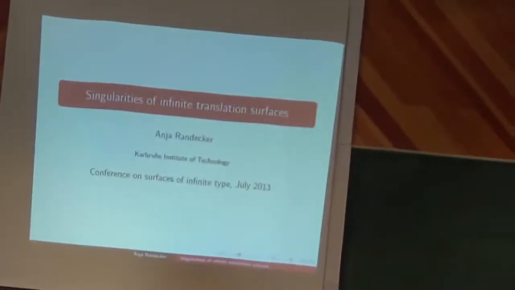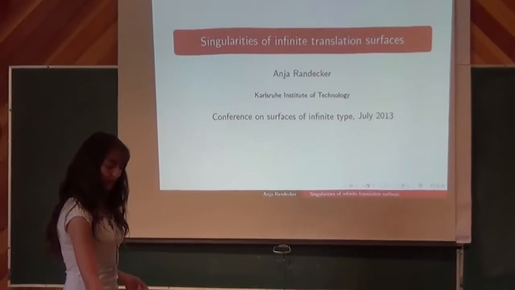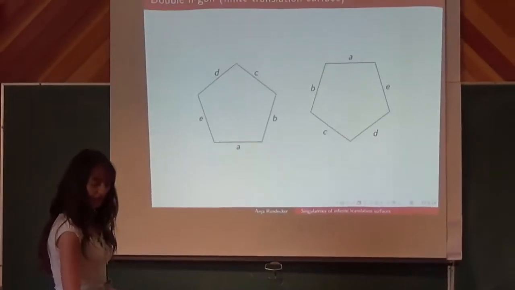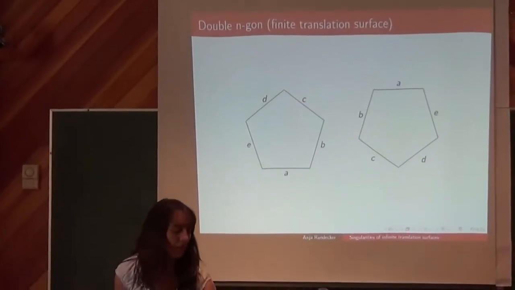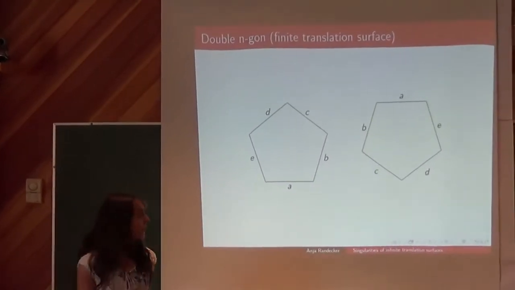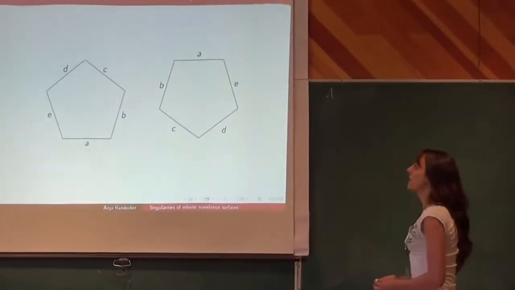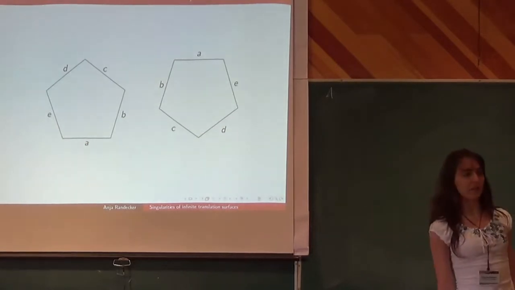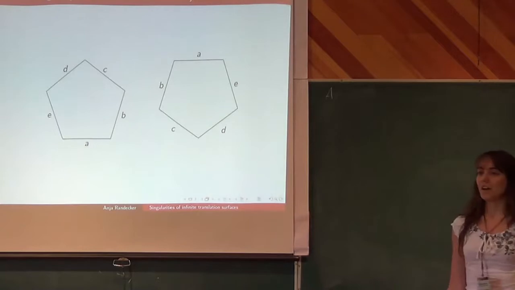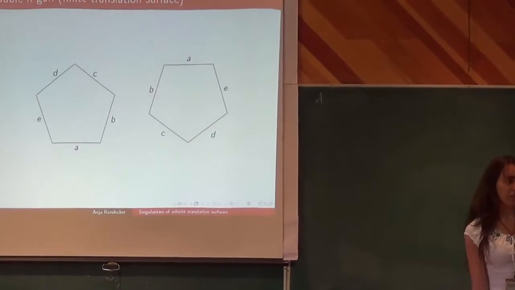And I will not really do some dynamical things, but look more at the singularities. So, just a small reminder: what we like to see as a translation surface is mostly that we take polygons and glue them together using translations. And when we look at these pictures, we always have the type of translation surface that people have studied for a long time. Now I want to call these types finite translation surfaces.